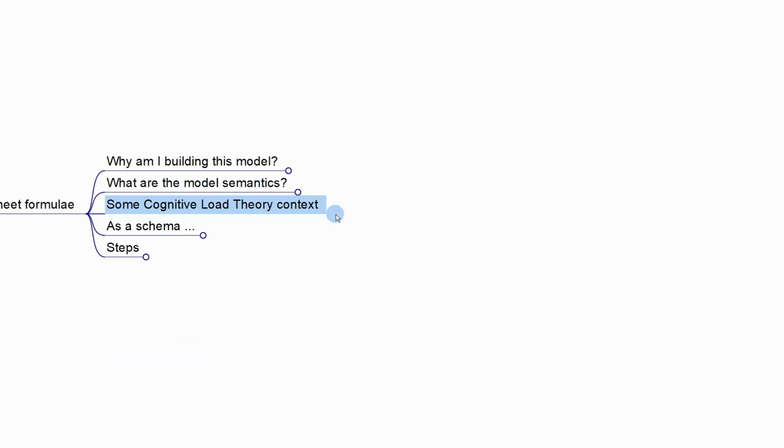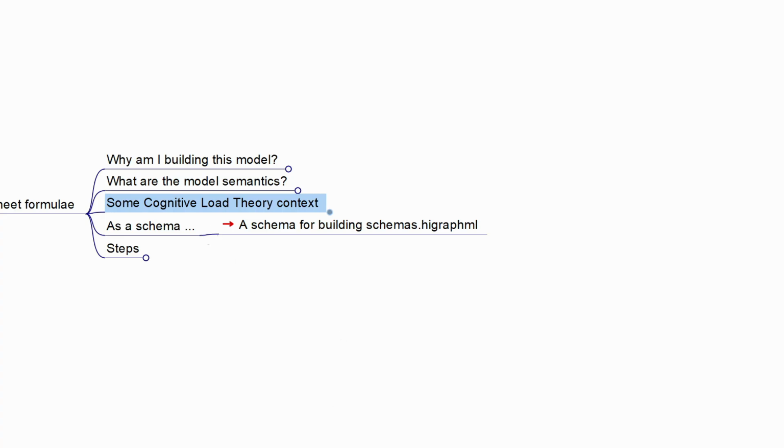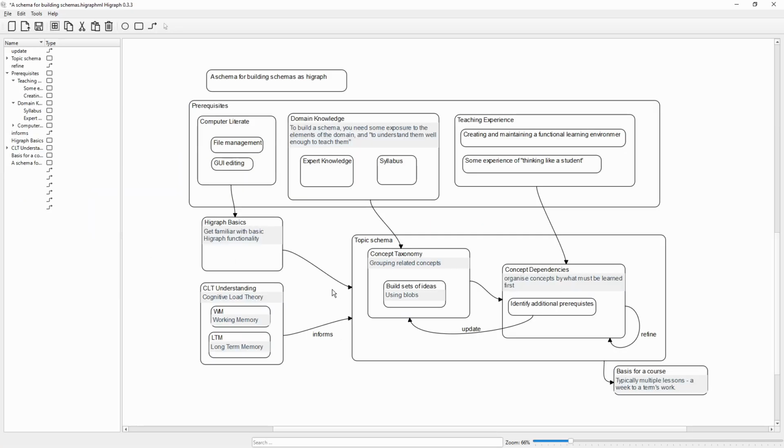And so that leaves us here with, we can then look at a schema for building graphs, which looks like this. So I have here a taxonomy of prerequisites. You can argue whether that's a good word or not, but to be computer literate, you can do file management, you can edit a GUI. To build a schema, you need to have domain knowledge. You need to have some teaching experience. If you're computer literate, the theory, the hope, is that you can master graph basics fairly quickly. There is a video.